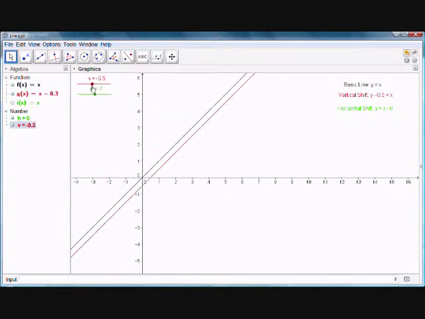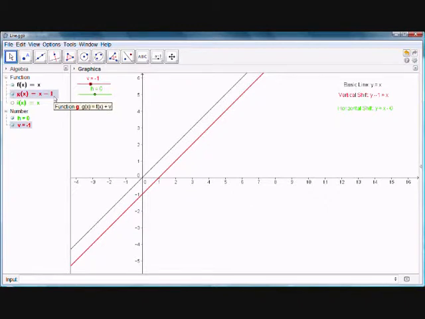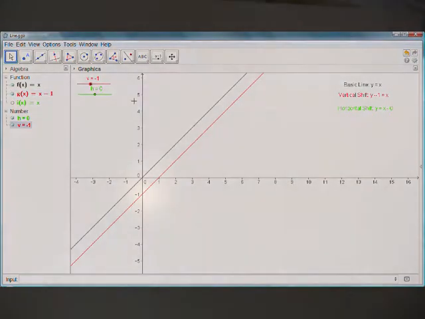If I want to look at a negative shift, I move the vertical shift parameter to a negative value. The line moves down the y-axis, and the new equation is x minus 1.